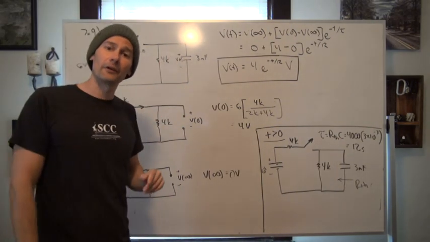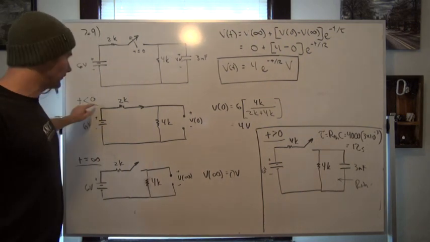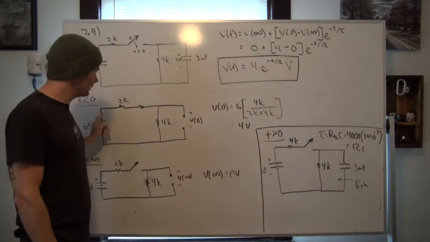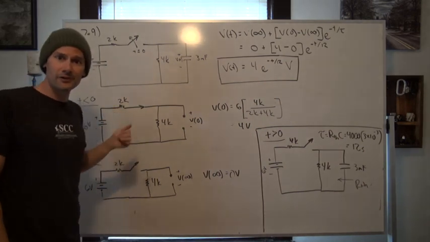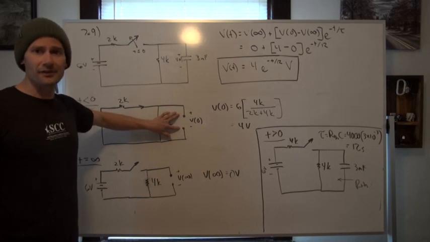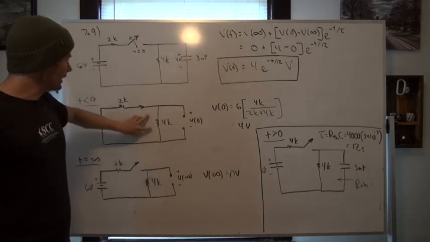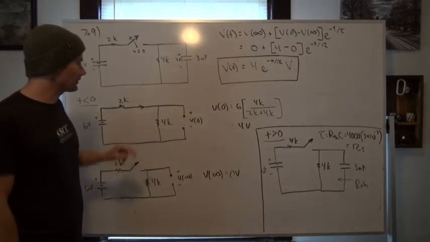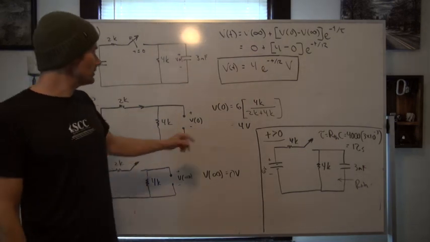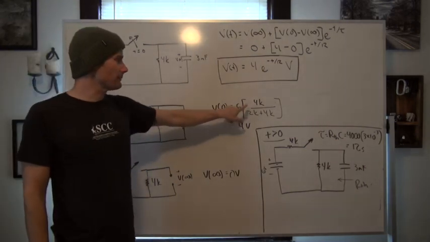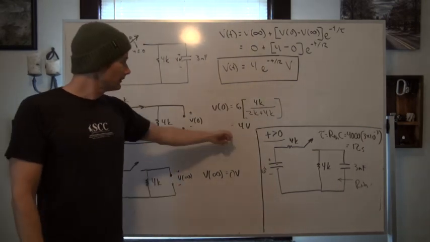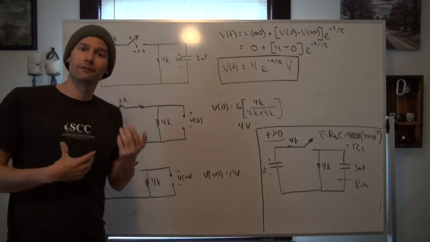So if we look at the first condition here, t less than 0, that's when we get that initial condition. So the switch was closed, current went through the 2K ohm resistor, and then basically we found that the voltage across the cap, that initial voltage, was actually going to be the same as the voltage across the 4K ohm resistor. And so simply by voltage division, V naught was just equal to 6 multiplied by 4K over 2K plus 4K, which gave us an initial condition of 4 volts.